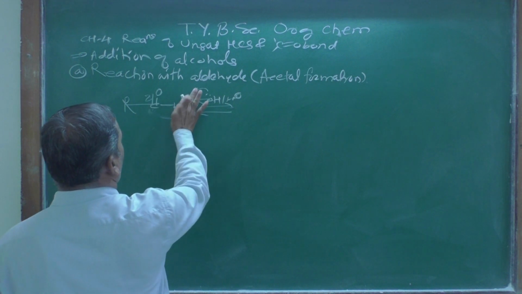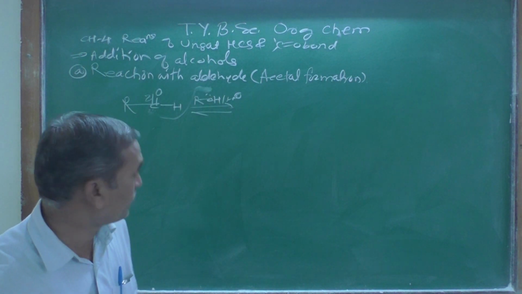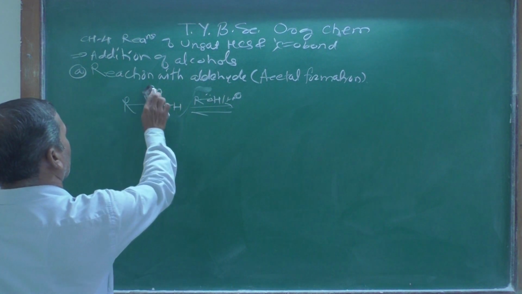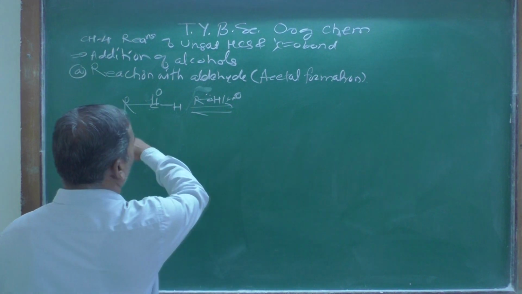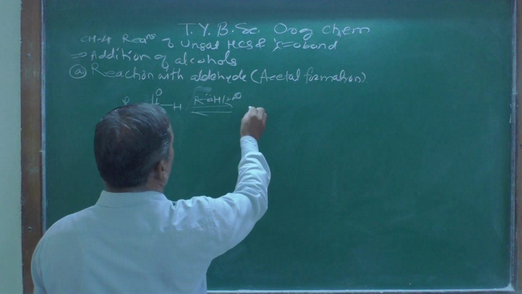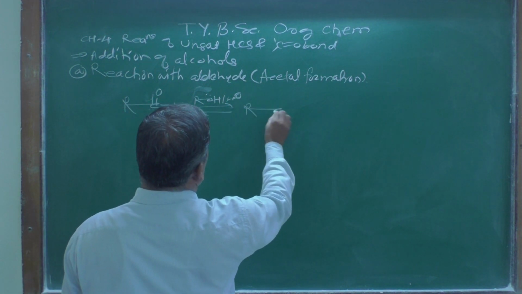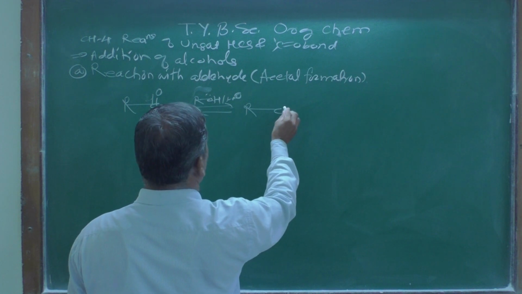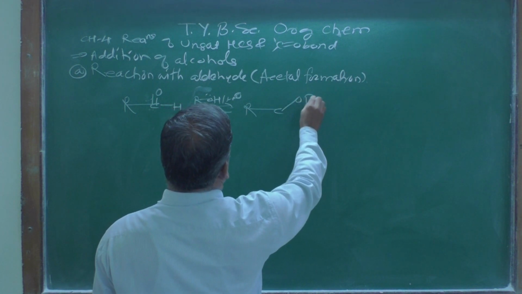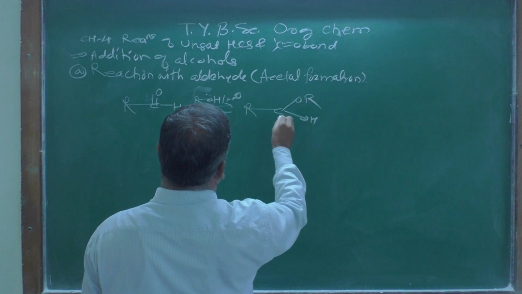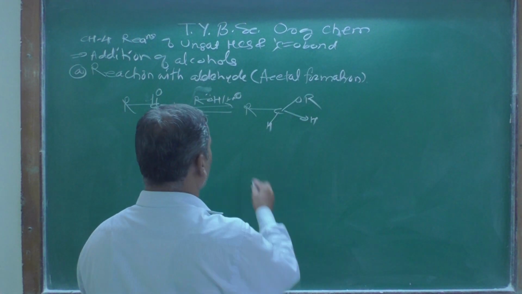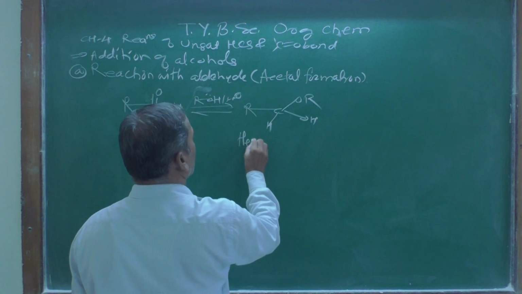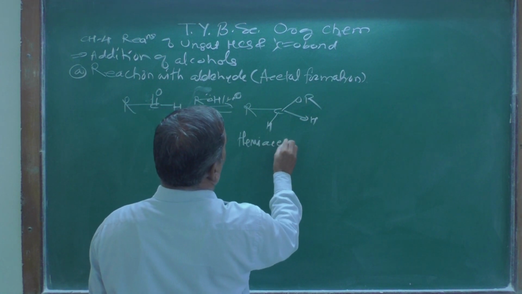Now let us see first, I am not going to show the mechanism here. Let us see first only the general reaction. When it is treated, we are going to get here R C, then O R, then OH, and H you can write over here. So this is called a hemiacetal.